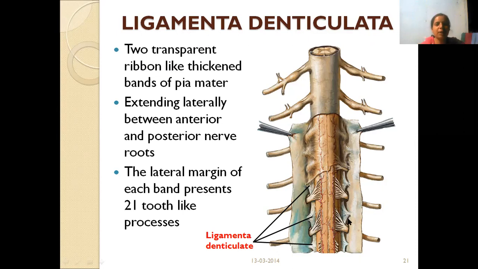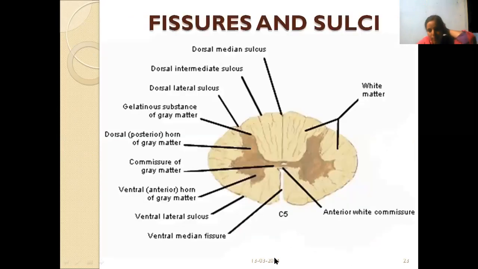So, two transparent ribbon-like thickened bands of pia mater extend on either side of the spinal cord. They run between the anterior and posterior nerve rootlets. Overall, we have 21 tooth-like processes, 21 pairs throughout the spinal cord, that is the ligamentum denticulatum.